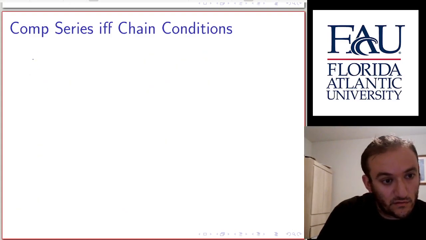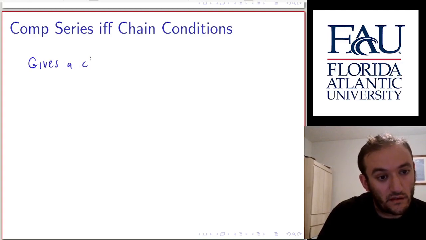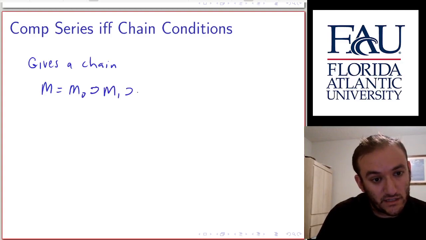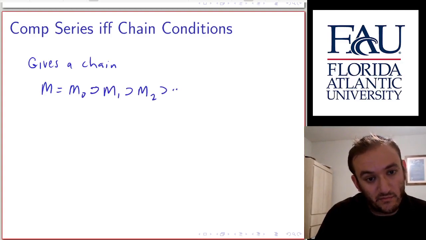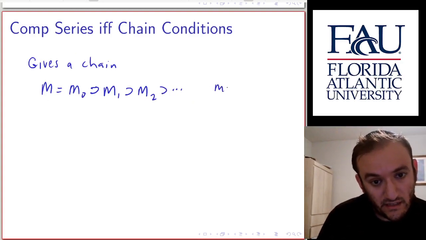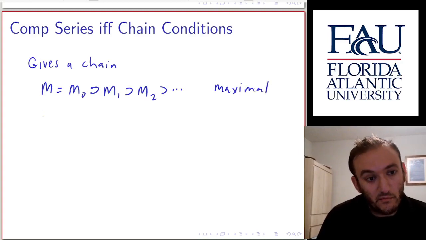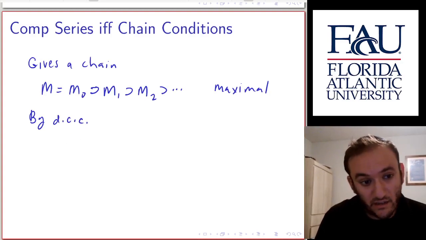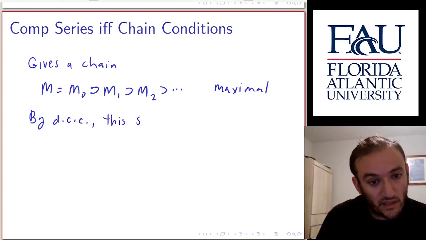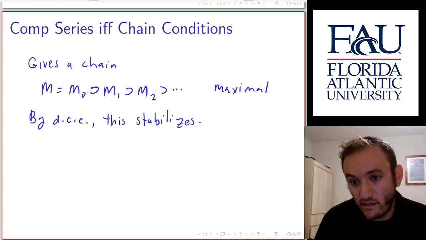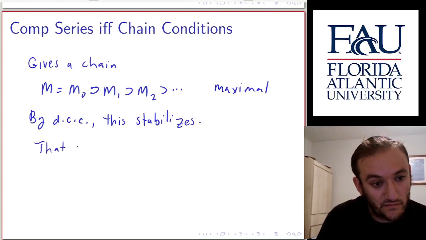So this gives a chain M equals M0, which contains M1, which contains M2. And by maximality of each of those, that's a maximal chain. But by the descending chain condition, which is satisfied by Artinian modules, this stabilizes. Okay, and that gives a composition series.